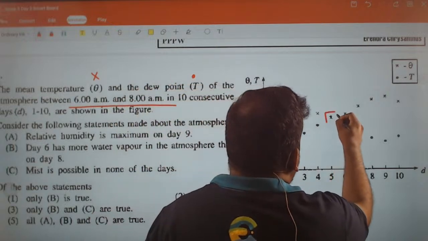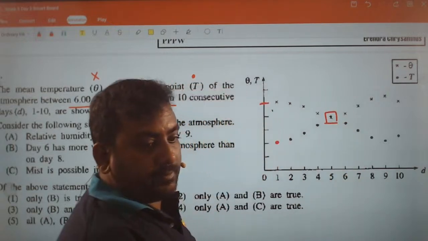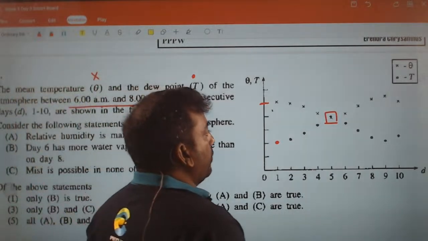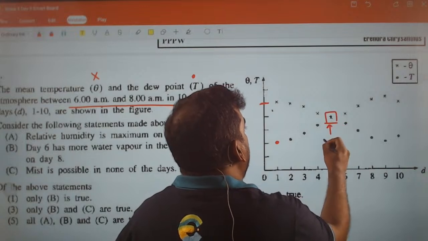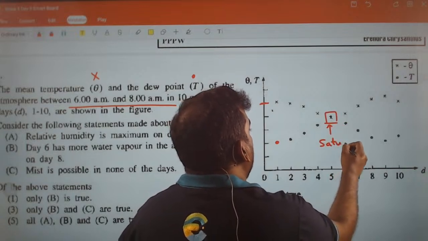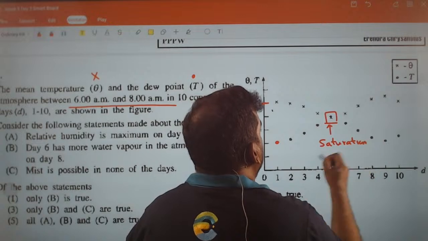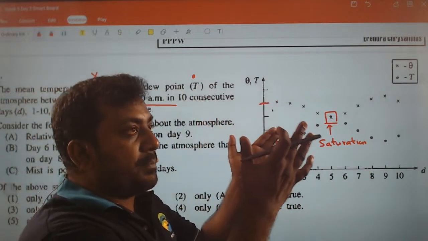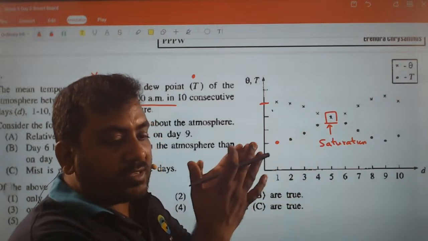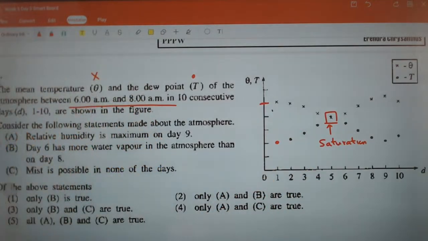Somewhere here mean temperature and dew point both are equal. Mean temperature and dew point both are equal means what can you say? Saturation takes place. Saturation occurs. So at the mean temperature the water vapor in the atmosphere equals the dew point. So saturation will occur. That's very simple and direct.